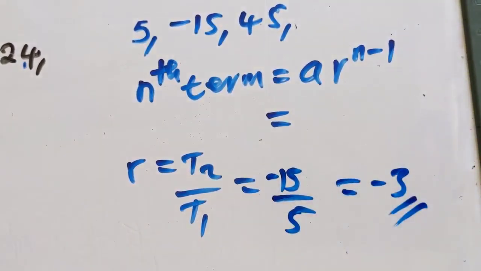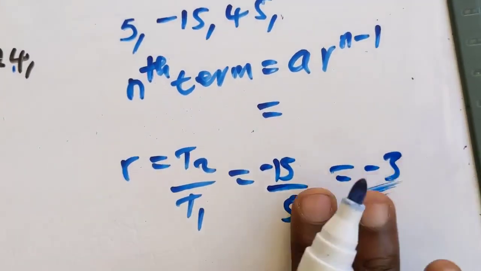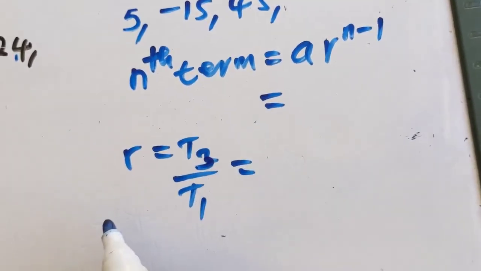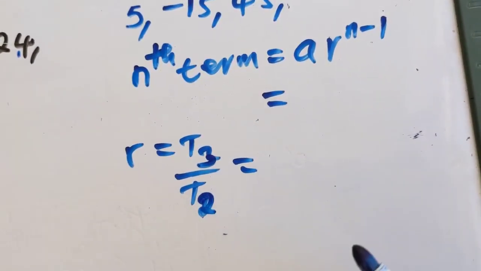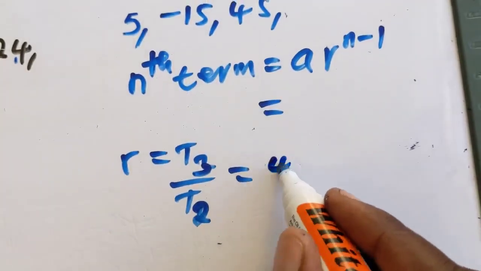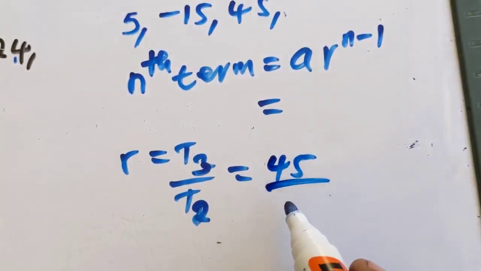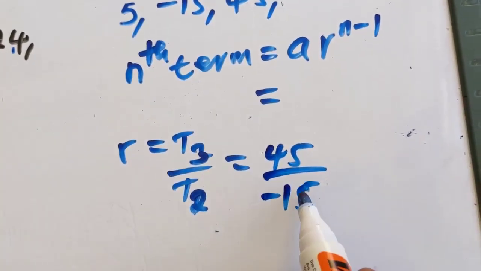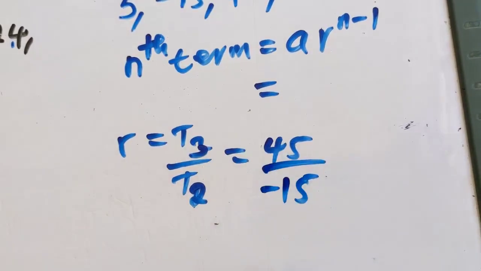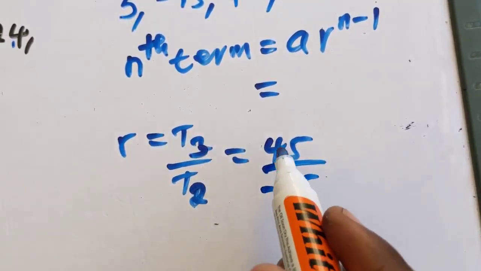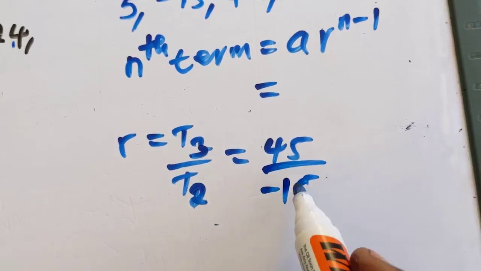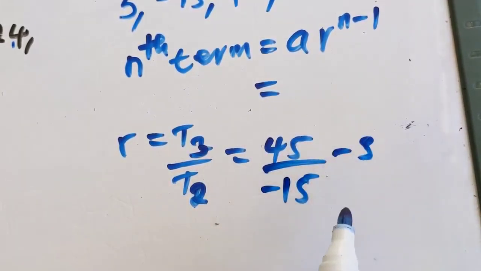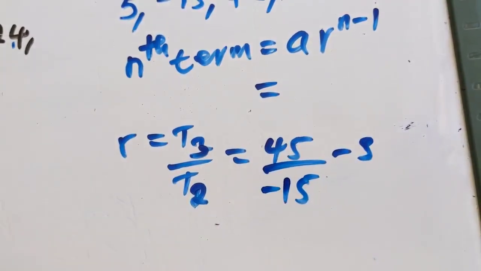Alright? So this is just one and the same thing. If we say term 3 divided by term 2, it's just one and the same. Let's say 45 is term 3. How about when we divide it by term 2? You find that negative 15 goes into 45 three times, meaning that the answer is going to be negative 3. So make sure that you know this formula.